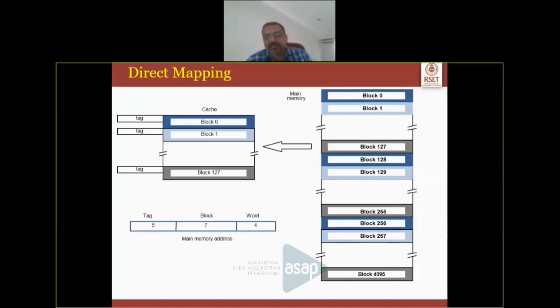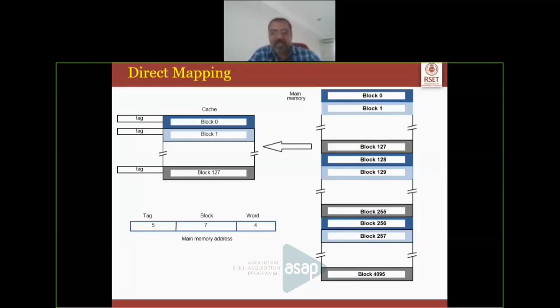How is the mapping done in direct mapping? Direct mapping is the simplest mapping method. It is very simple. Block 0 goes to block 0 of the cache. Block 1 goes to block 1 in the cache from the main memory. Block 127 in the main memory goes to block 127 in the cache memory. Then where does block 128 go? Block 128 goes to block 0. You can see the color similarity in this diagram. Block 256 also goes to block 0 in the cache. Block 4095 goes to block 127 in the cache from the main memory.